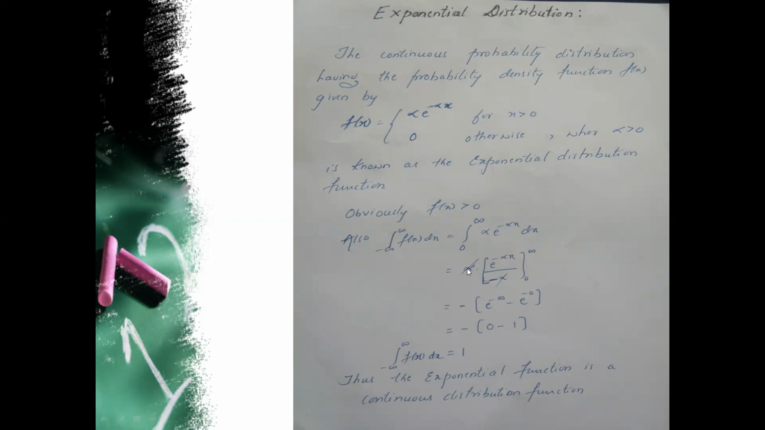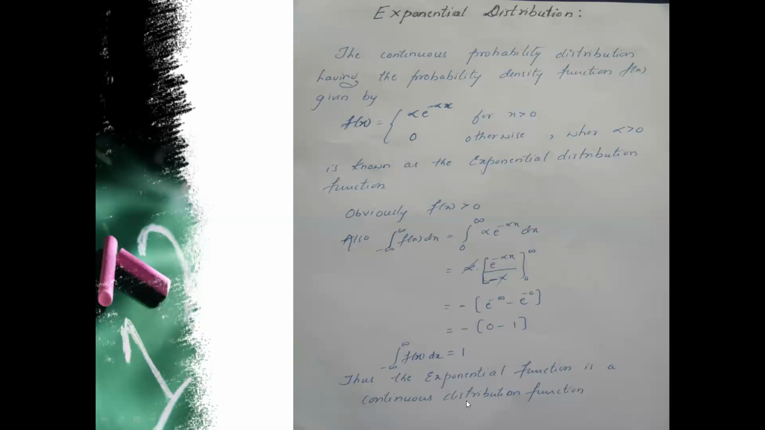Now keeping alpha outside, integration of e raised to minus alpha x gives e raised to minus alpha x upon minus alpha. The limits are here from 0 to infinity. Alpha gets cancelled. We are left with the minus sign, and if you put the upper limit infinity, it is e raised to minus infinity, minus the lower limit 0, it is e raised to 0. Now e power minus infinity, we know that it is 0, and e power 0 is 1. So integration from minus infinity to plus infinity of f of x dx, we got it as 1.